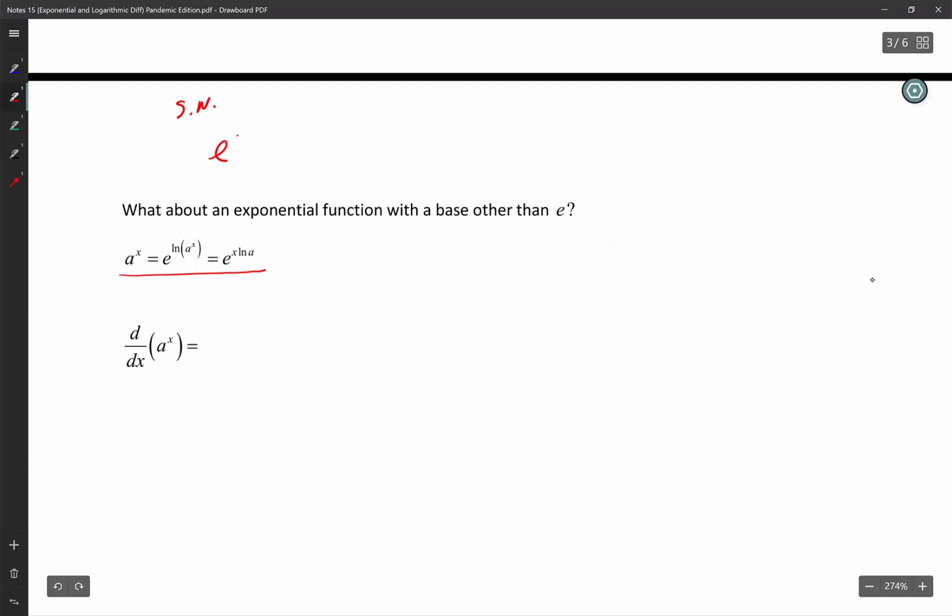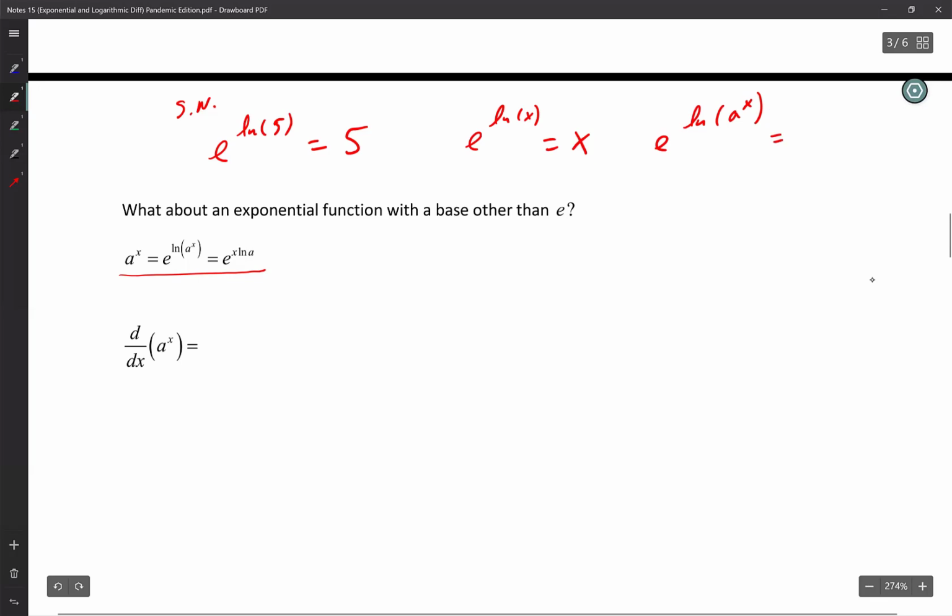E to the ln of 5 is just 5. Everyone knows that, right? So if I have e to the ln of x, that is just x. So if I have e to the ln of x to the a, oh, well, actually, I want to do the other way, a to the x, that is just a to the x. Does everyone agree? Because e and ln are inverses of each other, so they kind of cancel each other out. Virtual class, do you guys agree?